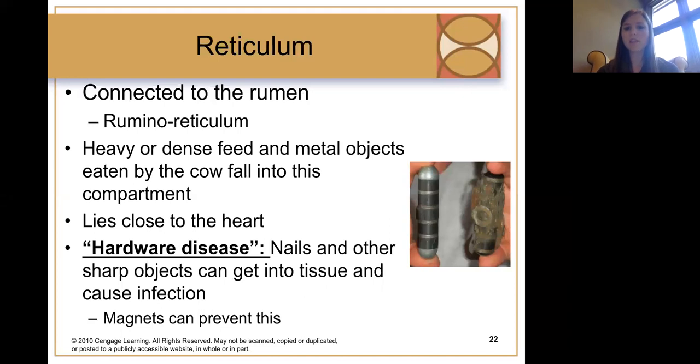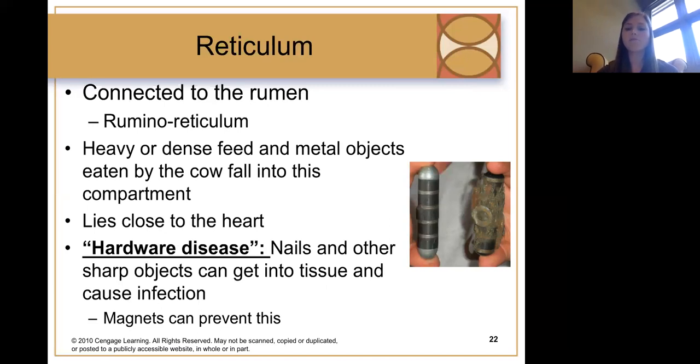Another problem with that is that metal objects eaten by the cow, anything that was in your cow pasture, nails, anything, will fall into the reticulum. That can be a big problem because the reticulum lies really close to the heart. And so this can actually cause what's known as hardware disease. That's when nails and other sharp objects get into the tissue and cause an infection.